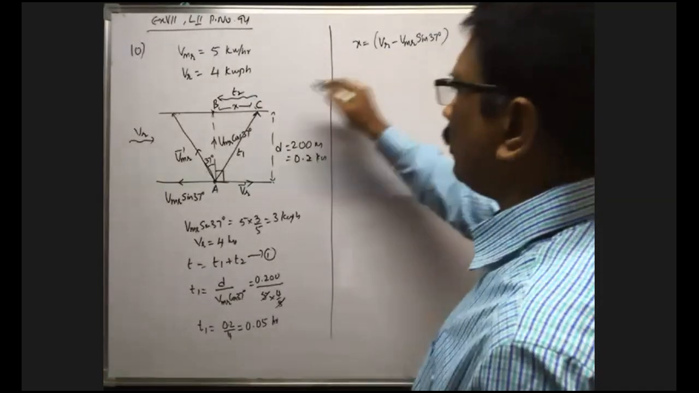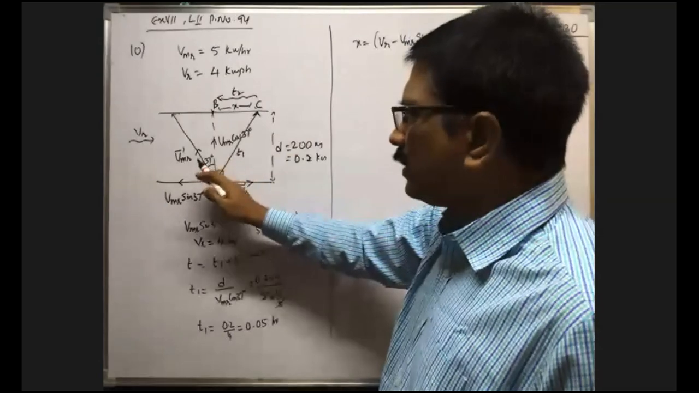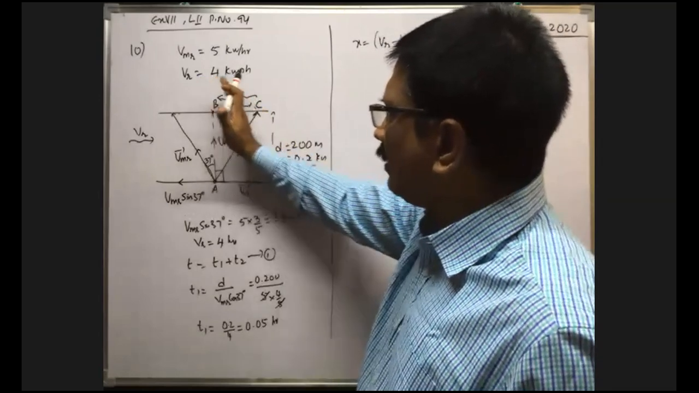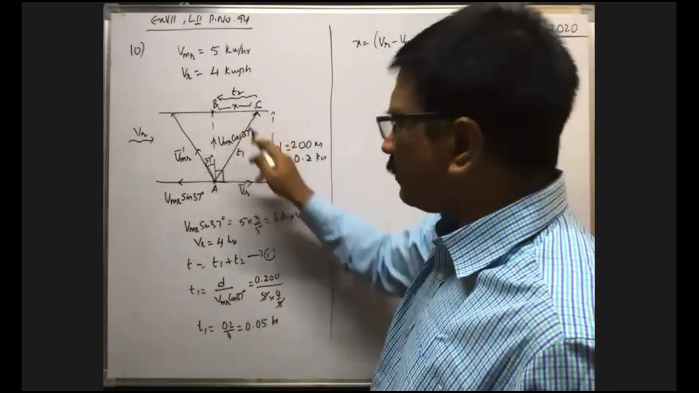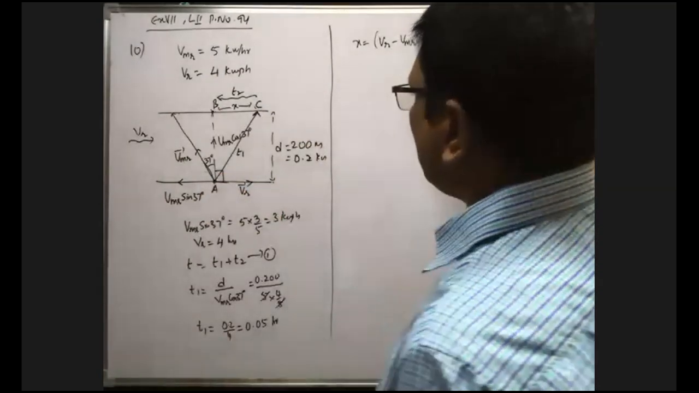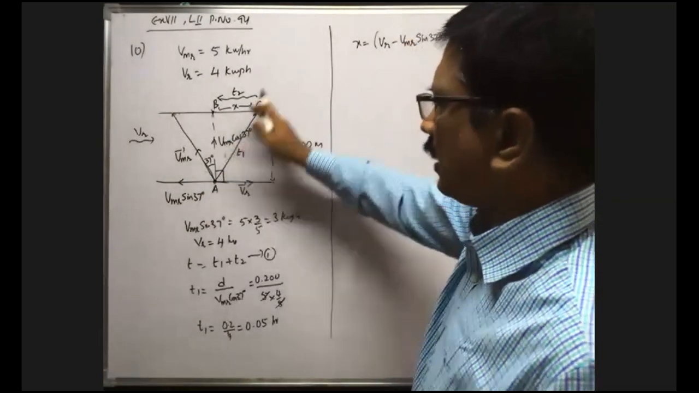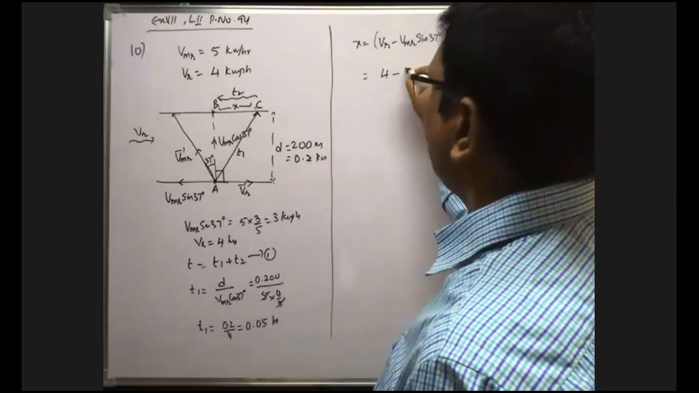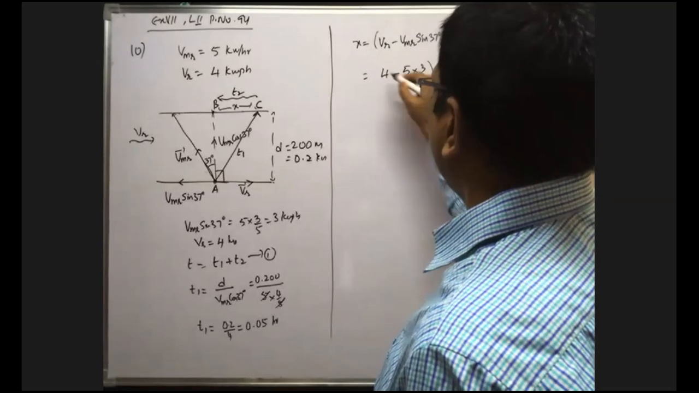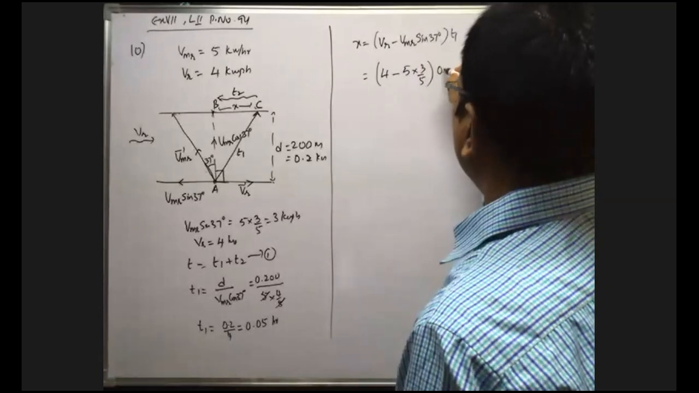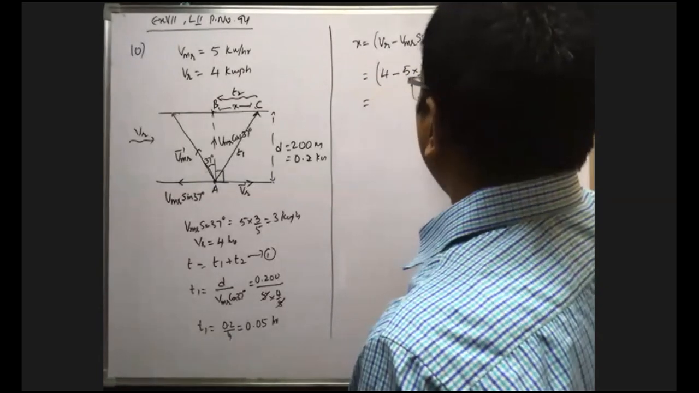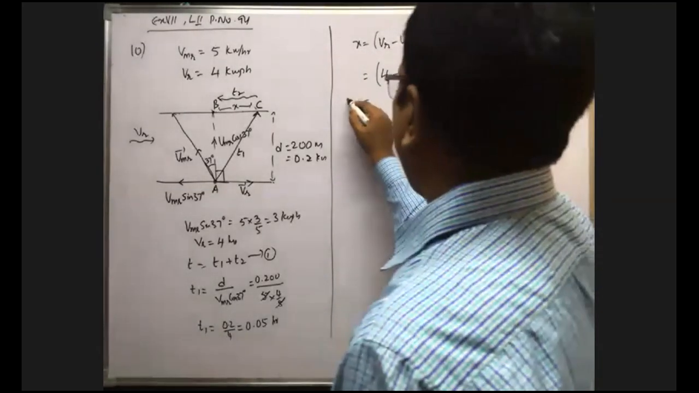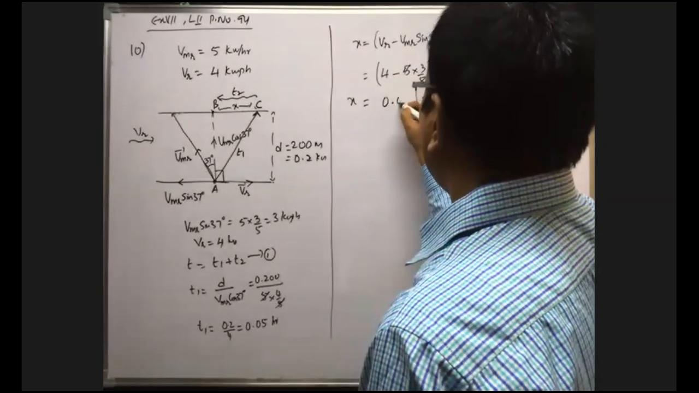So drift x: in the time T1 taken by the man to cross the river, the man travels in the direction of river flow through a distance x because of this resultant velocity. So resultant velocity into T1: VR means 4 minus VMR means 5 into sin 37, 3 by 5, into T1, that means 0.05 hours. Velocities are in kilometer per hour, so you get the answer in kilometer. Therefore x is 0.05 kilometer.